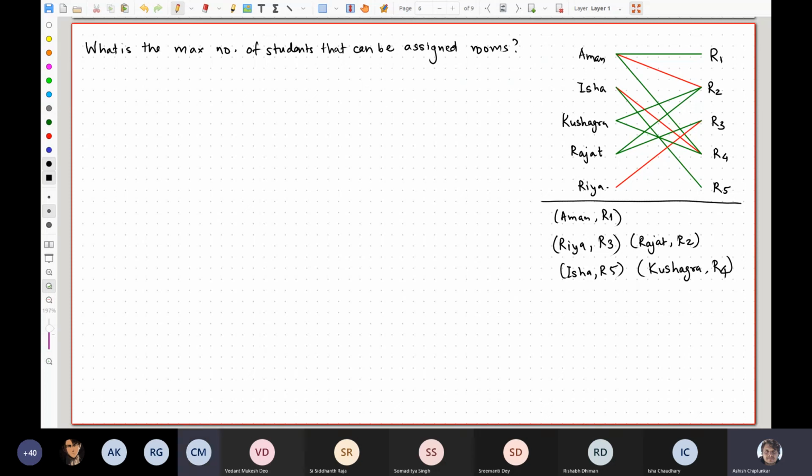Chinmay? I was thinking if we could think in terms of the rooms, like we can sort the rooms in terms of the number of edges they have. The ones having 0 will not be assigned to anyone. For the ones having 1, we can just assign it to that student and remove all other edges that student has. Then we keep on doing this. I think it will be optimal.